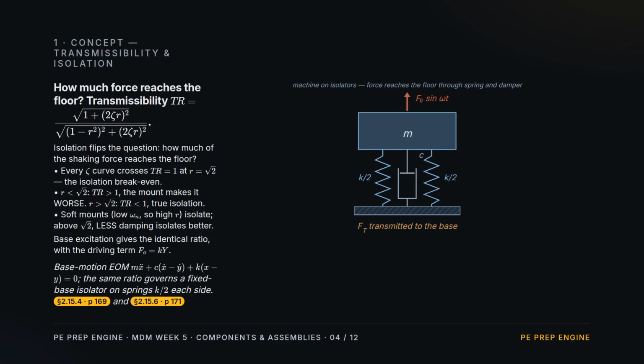Concept 3. Transmissibility and isolation. Now ask how much force actually reaches the floor. That ratio, transmissibility, crosses 1 at R equals root 2 for every damping value. Below root 2, a mount makes things worse. Above it, you get real isolation. So you isolate by softening the mount, dropping the natural frequency to raise R. And past root 2, lighter damping isolates better. Base excitation gives the identical ratio with the driving term Ky.